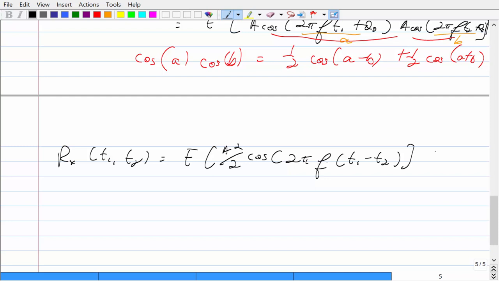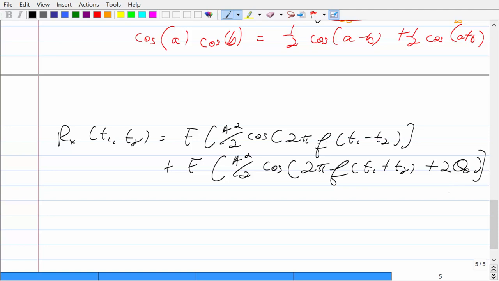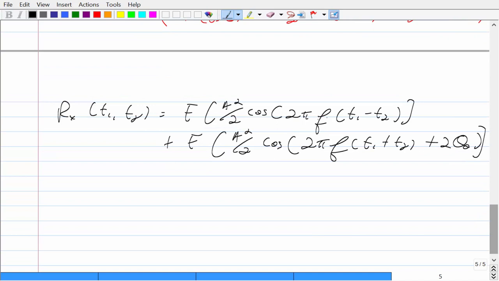So we have another one: the expected value of A squared over 2 times cosine of 2 pi f (t1 plus t2), and then we add twice the phase. Because that's what happens when you're doing A plus B: you have 2 pi f t1 plus 2 pi f t2, which is a common factor, and then you have theta 0 added with theta 0 again, so you get twice that much. That's totally fine. And then remember, the random variable is associated with the A value, so these cosine terms are actually going to be constant.